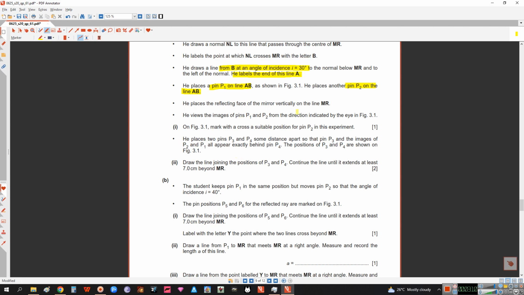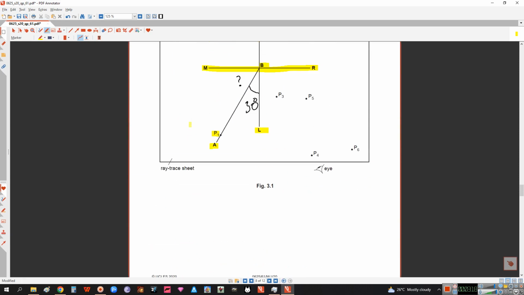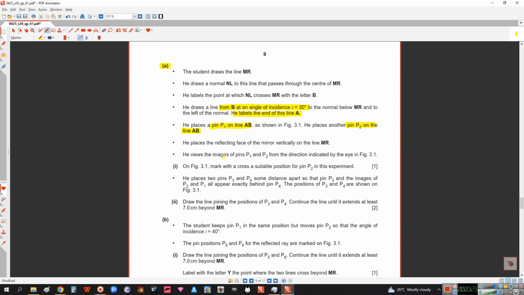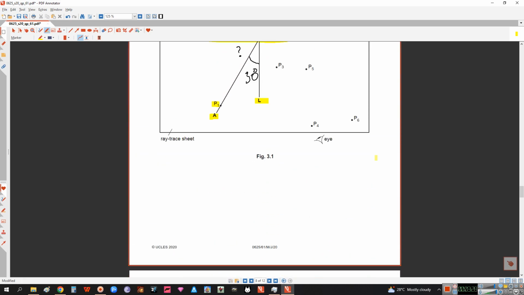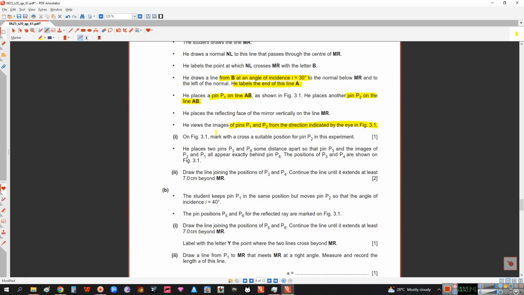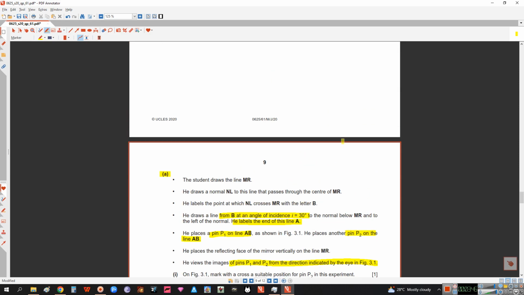Then he places the reflecting face of the mirror vertically on the line MR. Now he's placed the mirror as I've highlighted. Here's the mirror. He views the image of P1, P2 from the direction indicated using this eye, at this angle. The student is now viewing the image of P1 and supposedly P2 at a certain place. On the figure, mark with a cross a suitable position for P2 in the experiment.